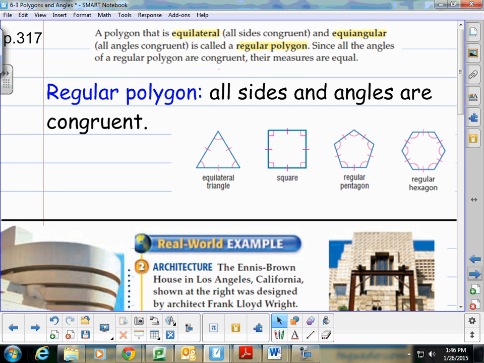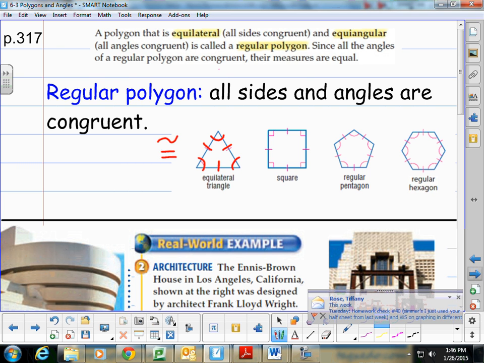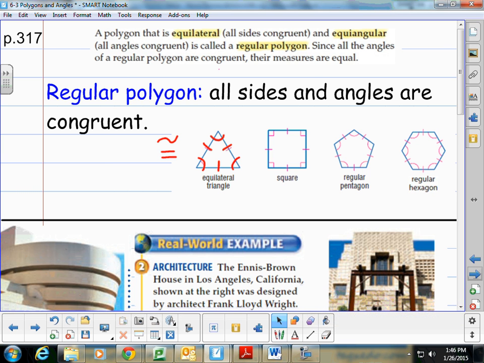There's another topic called a regular polygon. A polygon that is equilateral, meaning all sides are congruent, and equiangular, all angles are congruent. So all the sides are the same length, all the angles are the same measure. Notice these lines represent that all the sides are the same and all of these angles are the same, congruent. So they are called a regular polygon. All angles of a regular polygon are congruent; their measures are equal.